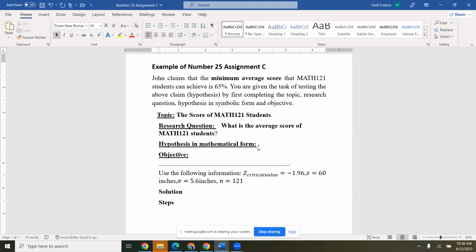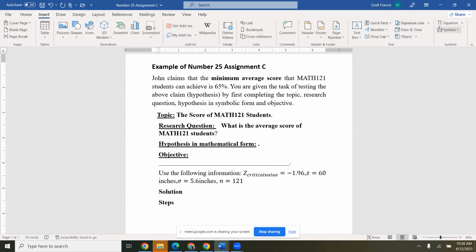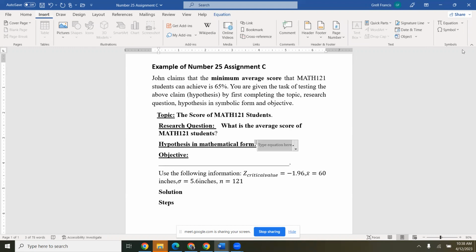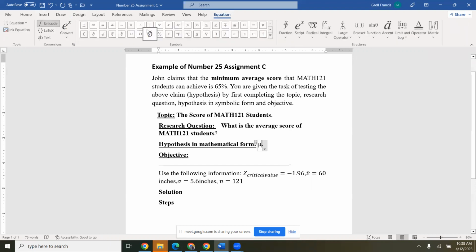Okay, so in symbolic form now, it will be mu is greater than or equal to 65.